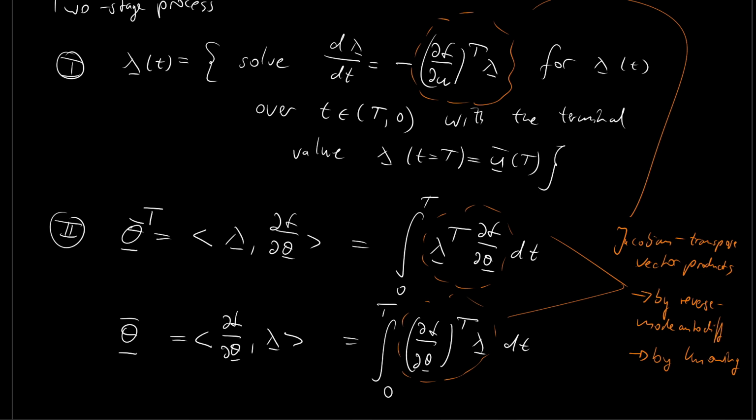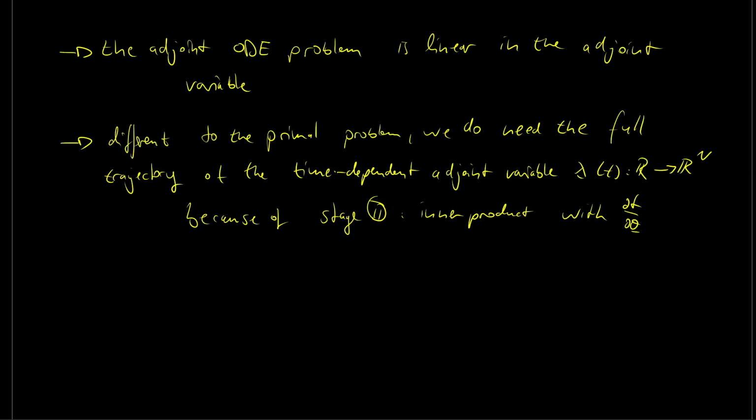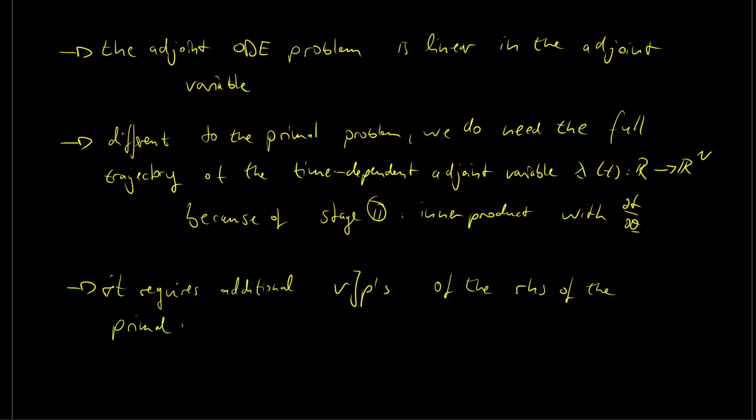And on top of that, for some ODE integrators, not necessarily the Runge-Kutta integrator, but if you use implicit methods, you might need the system Jacobian, so the df by du anyways. So you might already have a routine to compute that available. So let me write this down. This is another node. It requires additional vJps, so vector-Jacobian products or Jacobian transpose vector products of the right-hand side of the primal ODE. So the right-hand side was that f, and this f was dependent on u and theta, and we need the vJps with respect to both of its arguments.